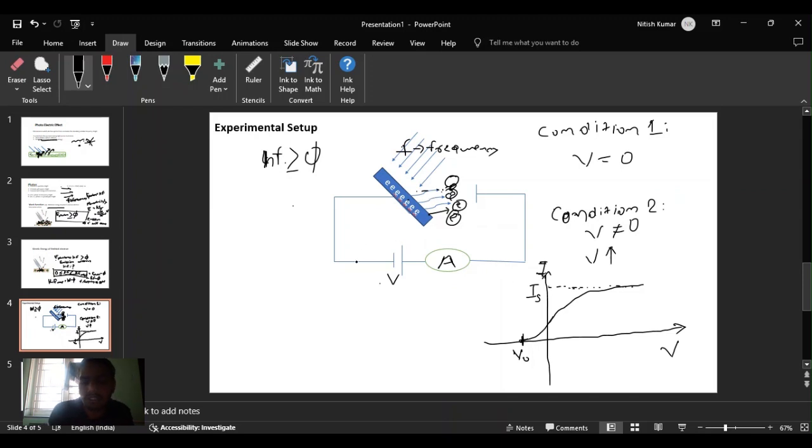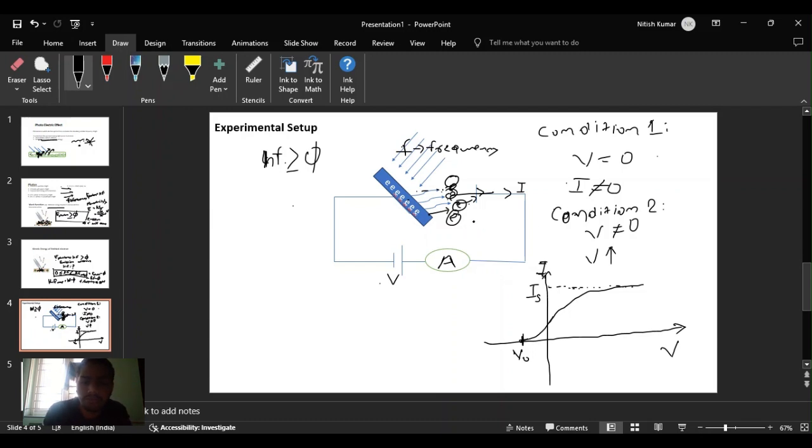Initially I'm taking two cases, condition 1 and condition 2. In condition 1, I'm taking the applied potential equal to 0. So when the applied potential is equal to 0, even at that time a few electrons will reach this plate and produce some current in the circuit, and we will observe current in the ammeter. It will not be equal to 0, it will have some current.